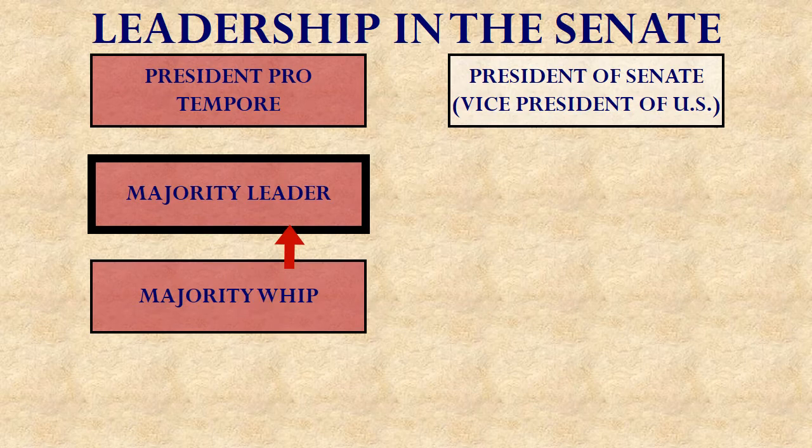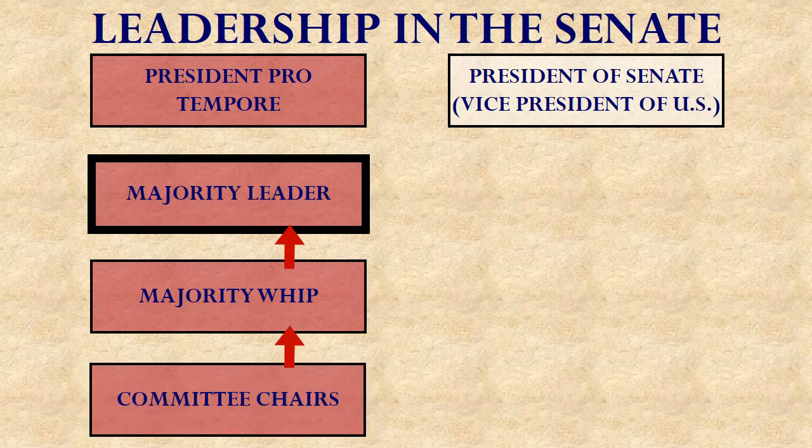Now, just like in the House of Representatives, the majority leader is assisted by a majority whip and a series of other whips that help the majority whip. Again, their job is to try to round up votes to help pass whatever the majority leader wants passed. And then, just like in the House, the Senate has committees also. And just like in the House, those committees are organized so that the majority party always has a majority on each committee, and the chairperson of each committee is a member of the majority party.